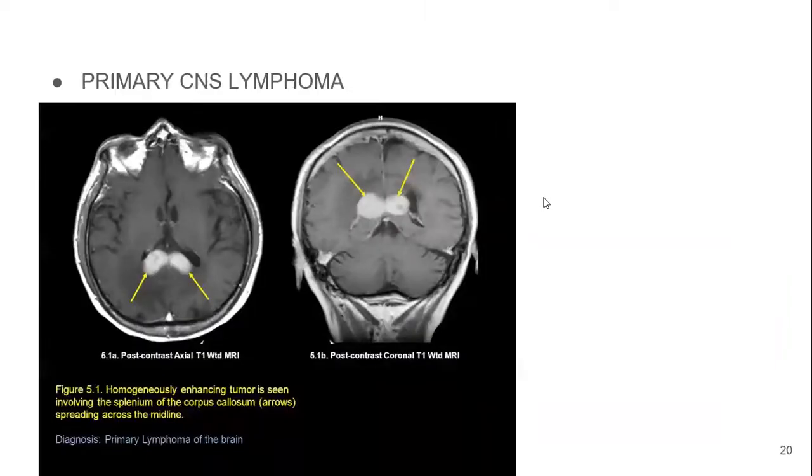Next, we have another tumor, the primary central nervous system lymphoma, which is a disease in which malignant cells form in the lymph tissue of the brain or spinal cord. Having a weakened immune system may increase the risk of developing this tumor.